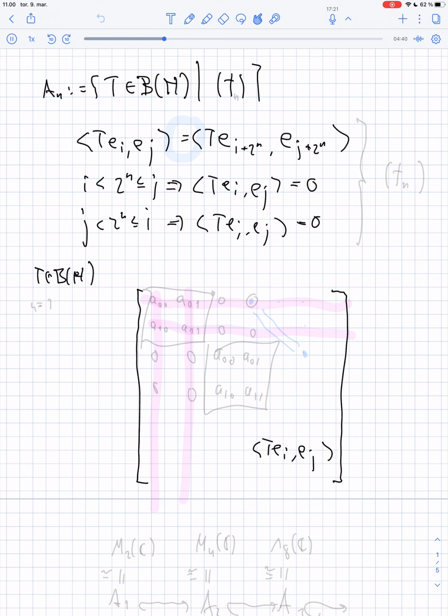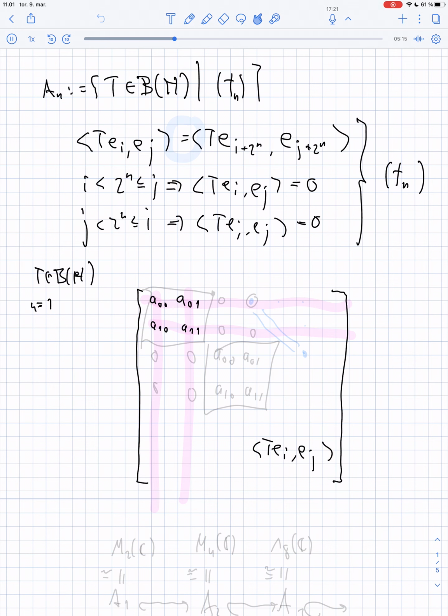So I have this definition for all n, and by the way, maybe I should call this dagger n. Maybe we should start by looking at n equals 1 and see what this actually says. Suppose we start by saying that the entry up here, which is <T e_0, e_0>, I will call this A00. Then I have A01 and A10 and A11.